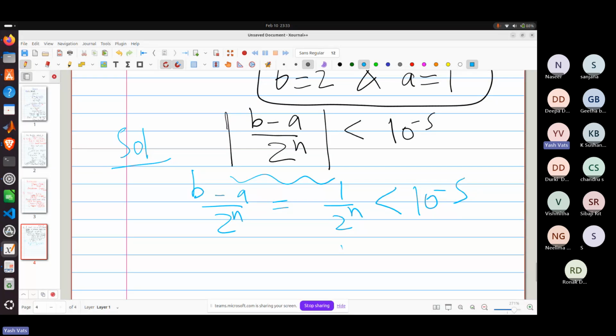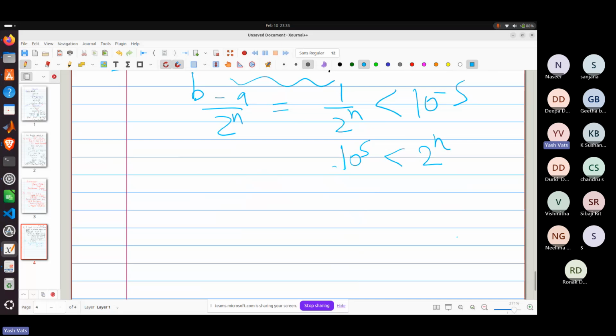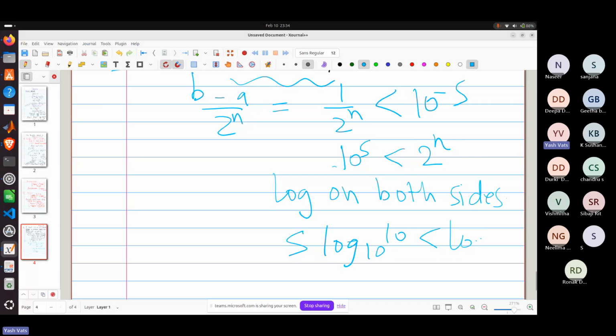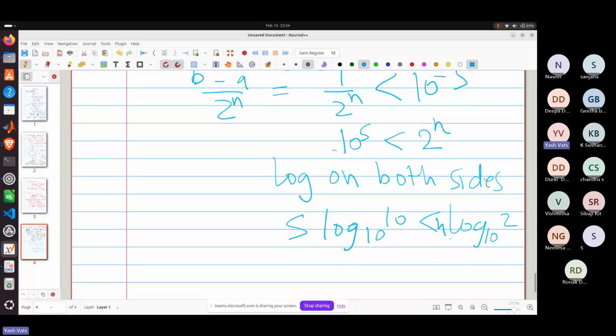So we get 10 to the power 5 here, and then take log on both sides. You can take any type of log, but it depends. I just take log base 10: log 10 of 2 to the n, and log 10 of 10 is just 1. So it's just 5 times 1, over log 10 of 2.